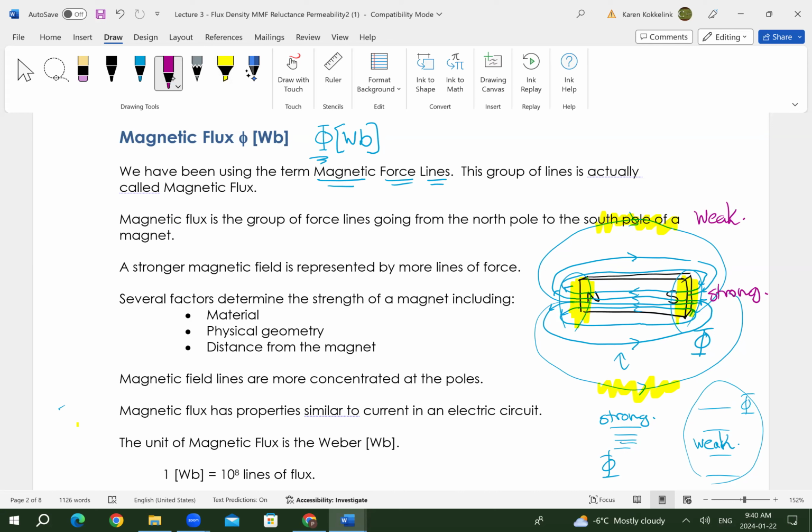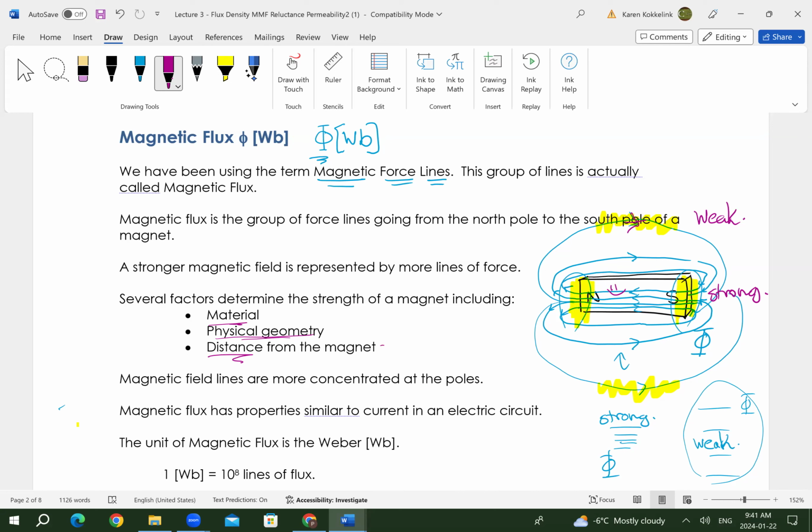How strong it is going to change depending on the material of this magnet. If this is a really magnetic material, it's going to be stronger. It's going to have more lines of flux. We can actually count more. The geometry matters, because if I change this to a different shape, like I spin it around into a circle called a toroid, then I can do all sorts of things with these magnetic lines of force. And of course, the distance matters as well, because these ones way out here are weak, whereas these ones in here are strong.